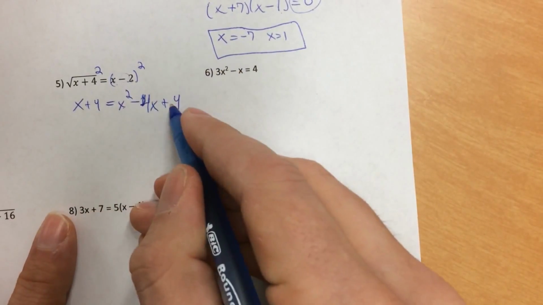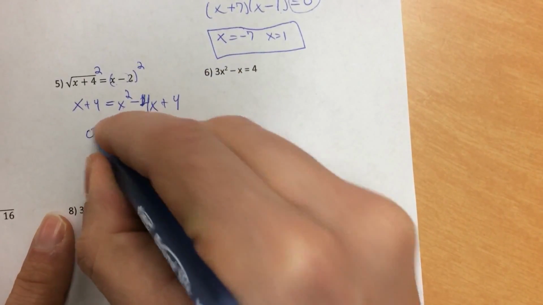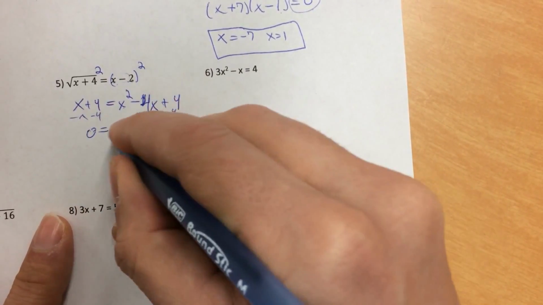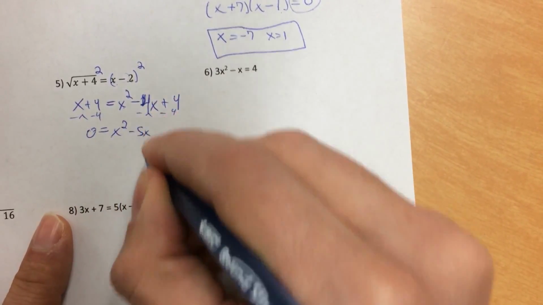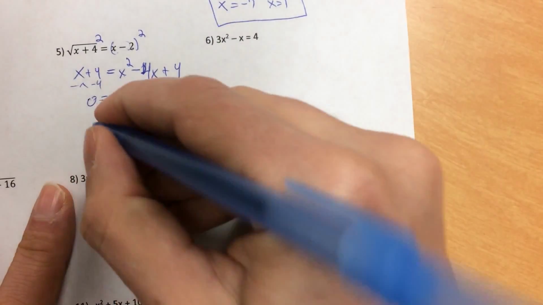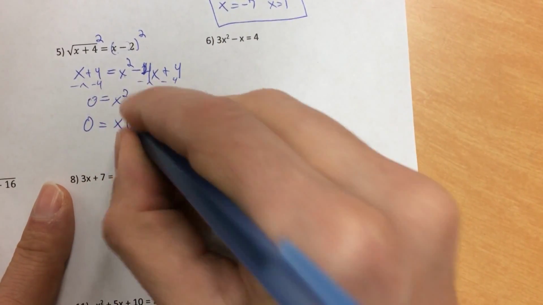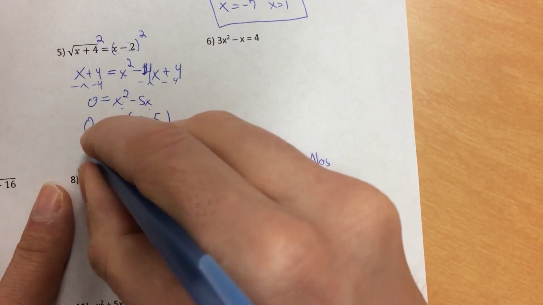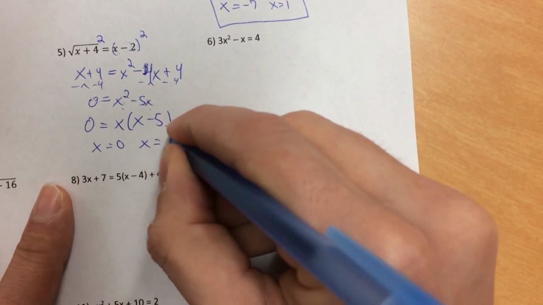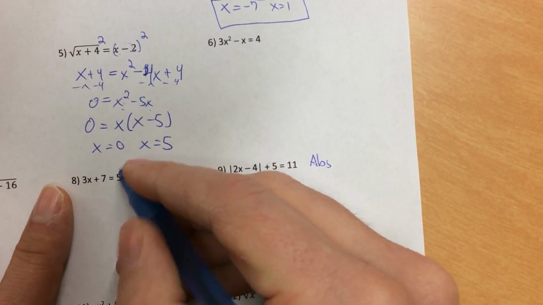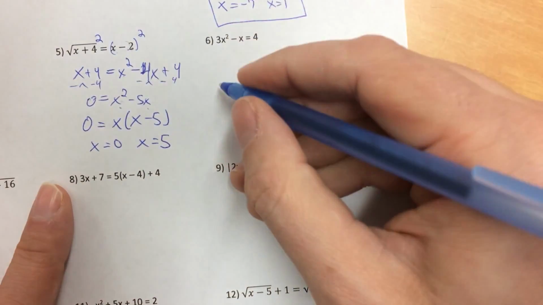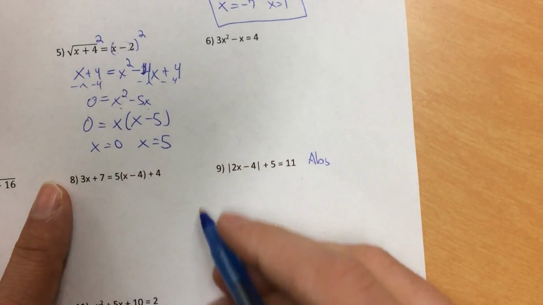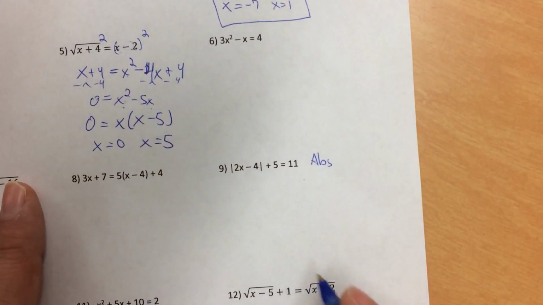This is now a quadratic, so we need to make it equal to 0. So we're going to subtract x, subtract 4. So x squared minus 5x. Factor out, these have a common factor of x. And so x equals 0 and x equals 5 are the two solutions. We should get there now. Remember, with square root equations, we need to check our answers. We don't need to do that with other types, but with square root equations, there could be extraneous solutions.